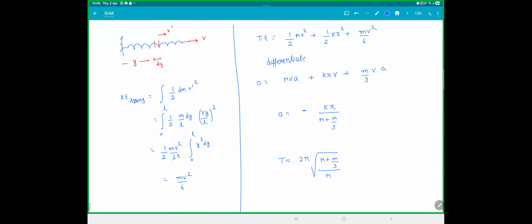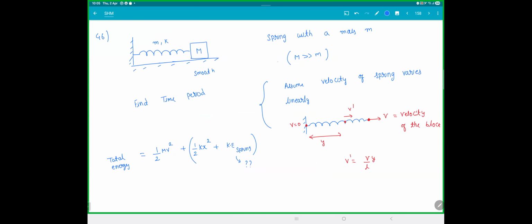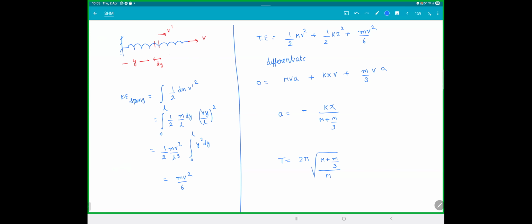So masses are different. Capital M and small m, yeah, capital M is much greater than small m. They're not equal. So we take that mass is much greater because, or else if the masses are comparable, when the spring stretches, the spring density will change and everything goes for a toss. You can't assume dm is m by L dy anymore. Clear? That would create all issues there. All clear with the energy method.